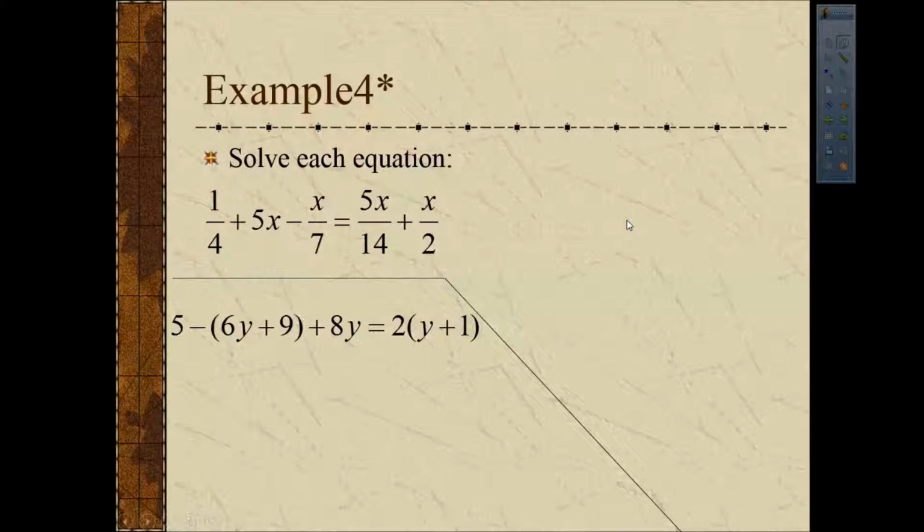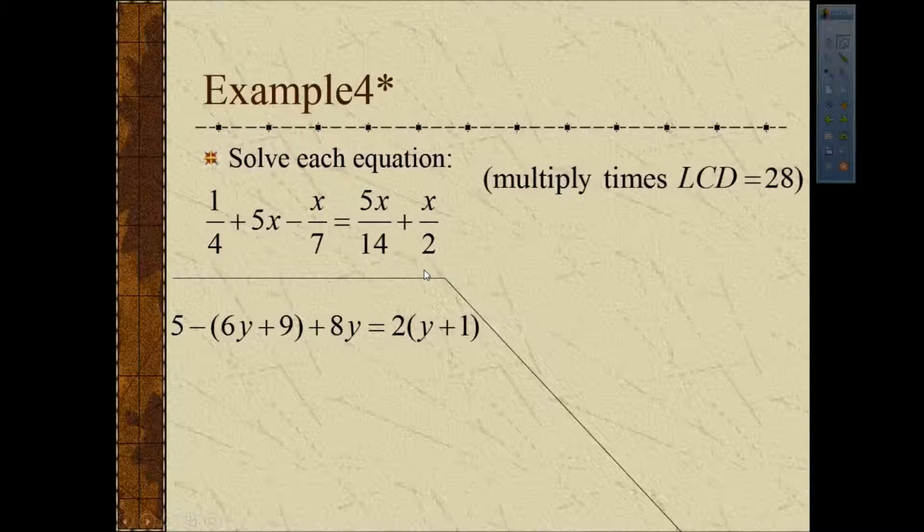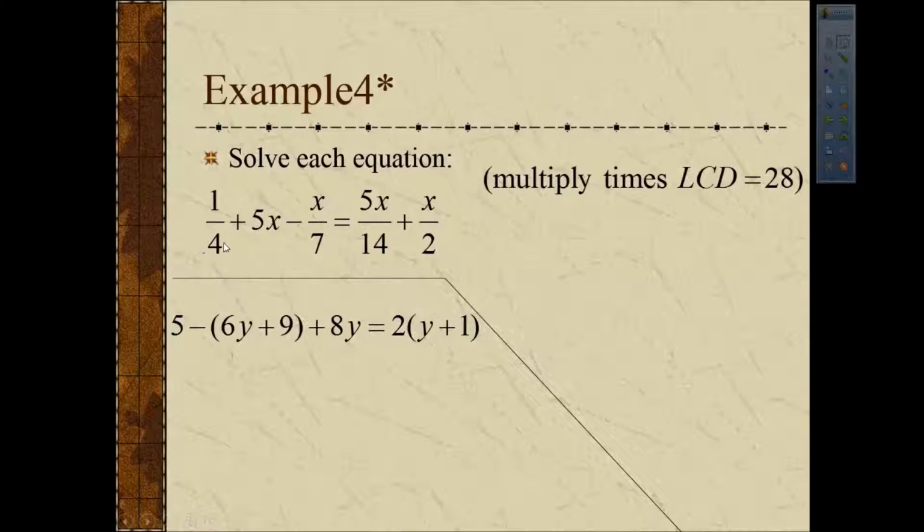This next example is going to illustrate a way of dealing with fractions. A lot of people don't like to have to combine fractions, add, subtract, multiply, and divide them. They have a hard time with that. And so what we've got is a strategy that will clear this equation of all of its fractions. The key to accomplishing that is multiply both sides of the equation times the lowest common denominator. That lowest common denominator happens to be 28 in this case. That's a number that 4, 7, 14, and 2 will all go into.